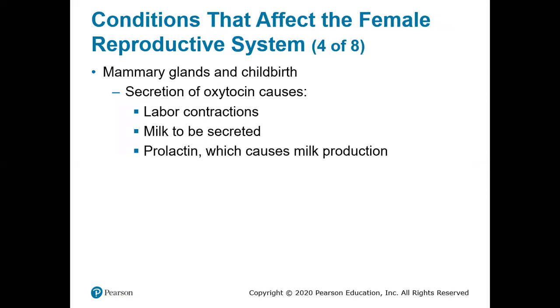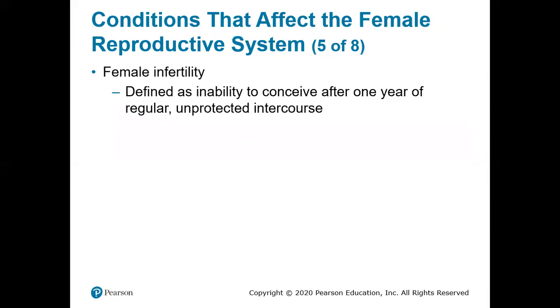Next, we'll look at the mammary glands and childbirth. Secretion of oxytocin causes labor contractions and milk to secrete, and prolactin causes milk production. Female infertility is defined as the inability to conceive after 1 year of regular unprotected intercourse. This is page 569.